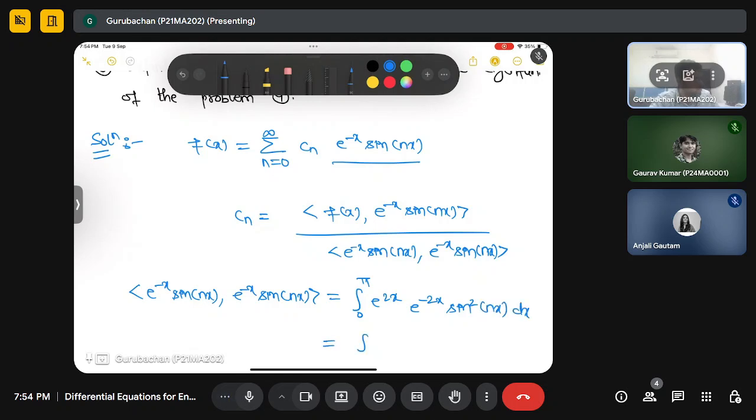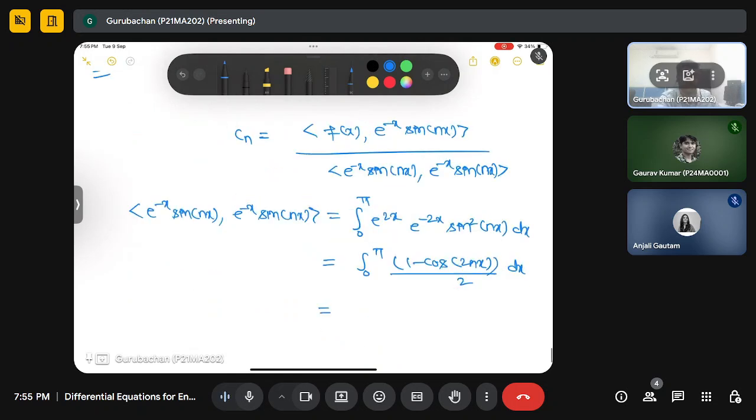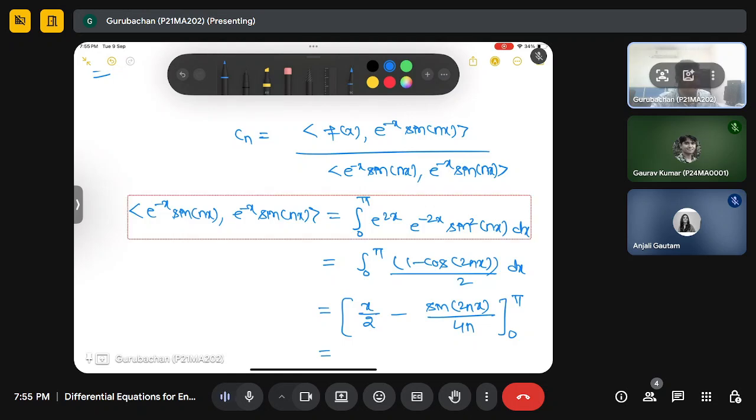So this will give you the integral from 0 to pi of (1 minus cos 2nx) divided by 2 dx. So what will be the value of this expression? This will be x by 2 minus sine 2nx divided by 4n, from 0 to pi. It will be 0 at 0, and at pi it is also 0. So this will give you pi by 2.